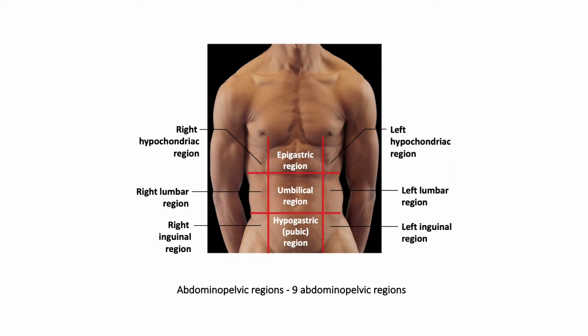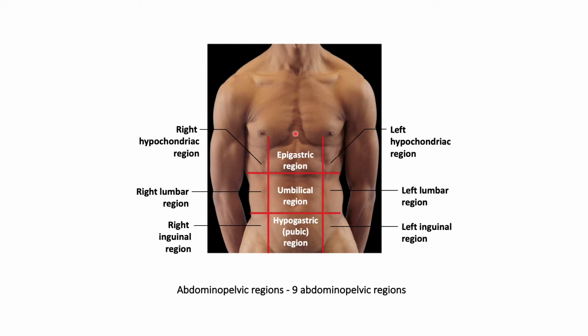So we're going to be talking about the regions now, otherwise known as the segments. They are a little bit more precise, more compact than the quadrants, because there are going to be 9 of them, 9 regions or 9 segments. We see here the right hypochondriac region, and right next to it would be the epigastric region, and then right next to that would be the left hypochondriac region.